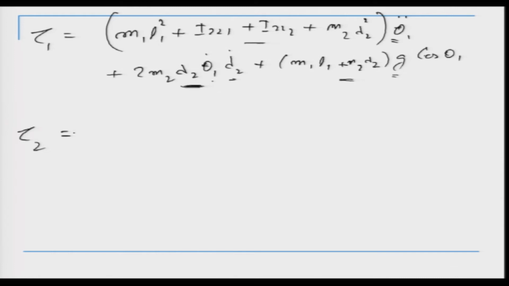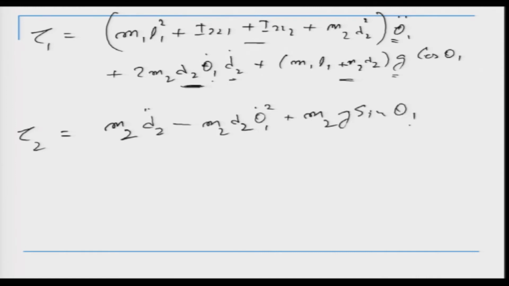Now, what about link number 2? In link number 2, what we do get is m 2 d 2 double dot minus m 2 d 2 into theta 1 dot squared plus m 2 g sin theta 1. So, here what we are seeing is that we are getting the term d 2 double dot, theta 1 dot squared, plus sin theta 1. Now, this is for link 1, this is for link 2.